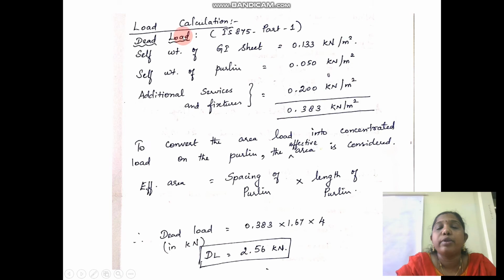Now, load calculations. Dead load. As per IS 875 part 1, self weight of GI sheet is equal to 0.133 kilonewton per meter square. If you refer to part 1, in that the sheeting self weight is given either in kilonewton per meter squared or in kg per meter squared. Self weight of the purlin we assume as 0.050 kilonewton per meter square, because we are going to design the purlin now. If you are going to design the truss, you have to assume the self weight of truss, which is not going to be equal to 0.05, it is going to be a different value.